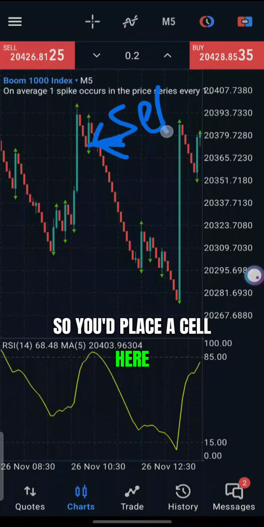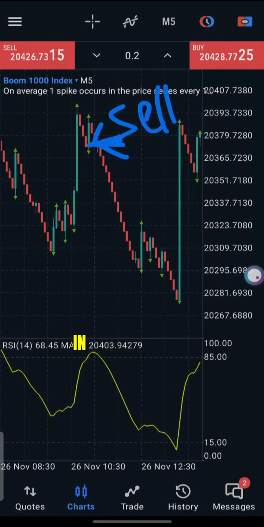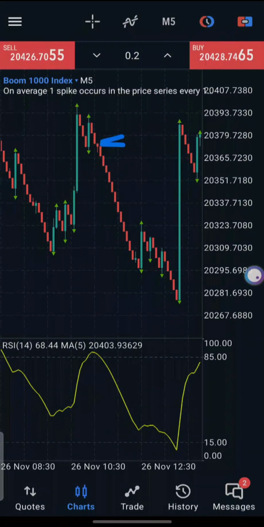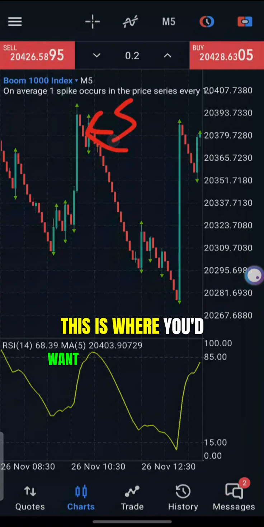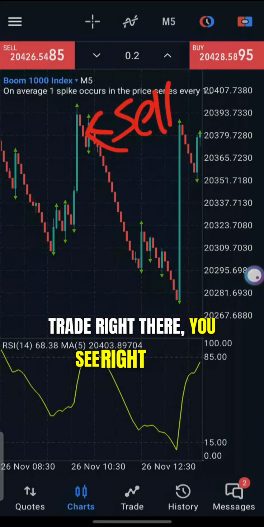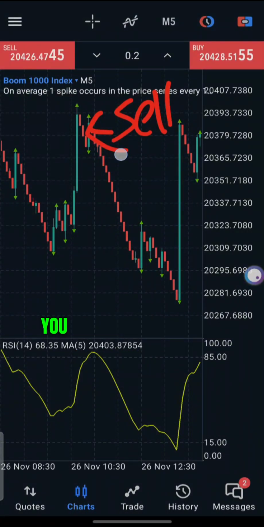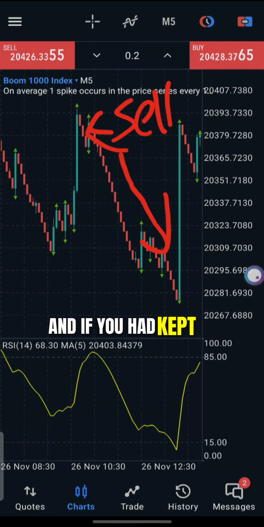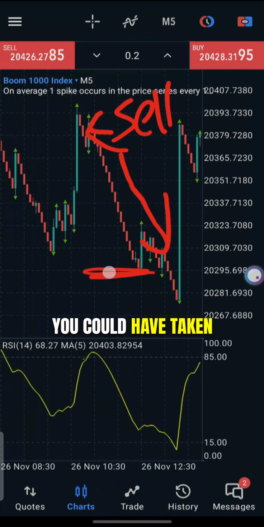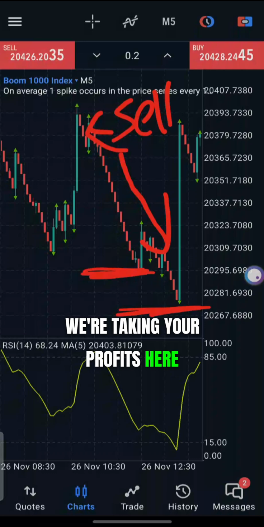So you place a sell here. That's where you place a sell. I know the color might confuse some people. So yeah, this is where you'd want to place your sell trade right there. If you would have sold right here, you should have gone all the way down here. And if you had kept on holding, you could have taken your profits here or here.